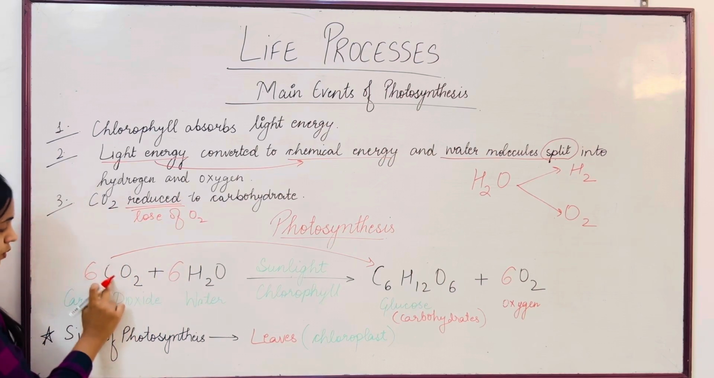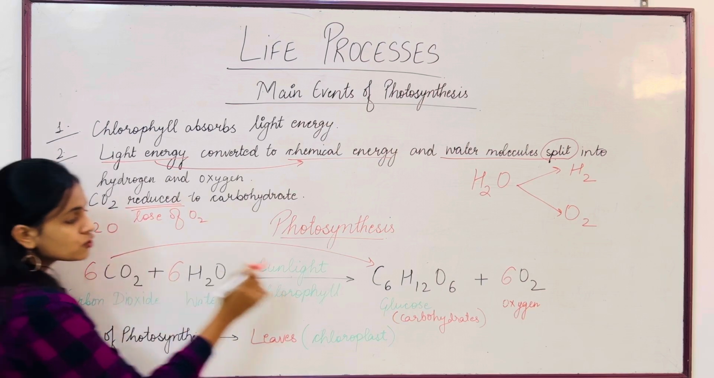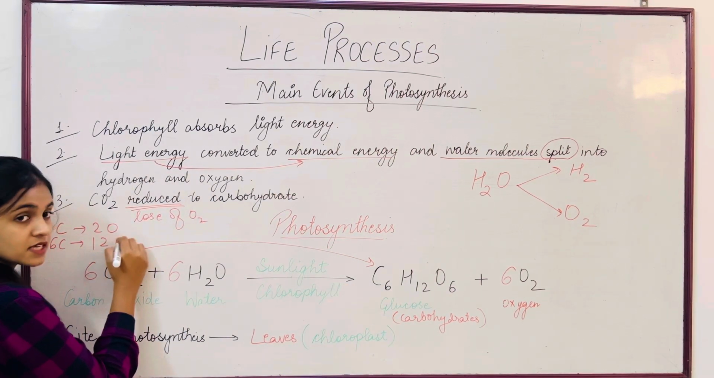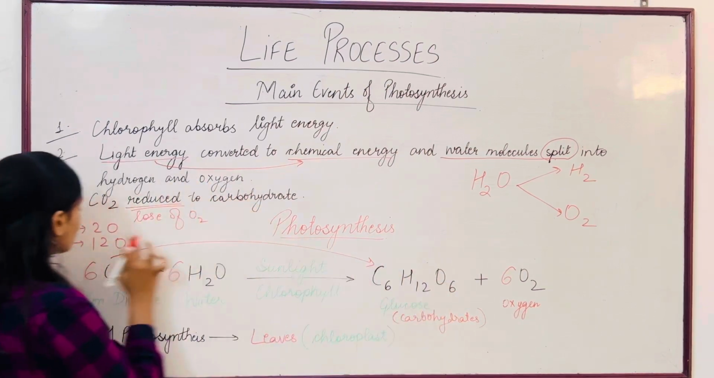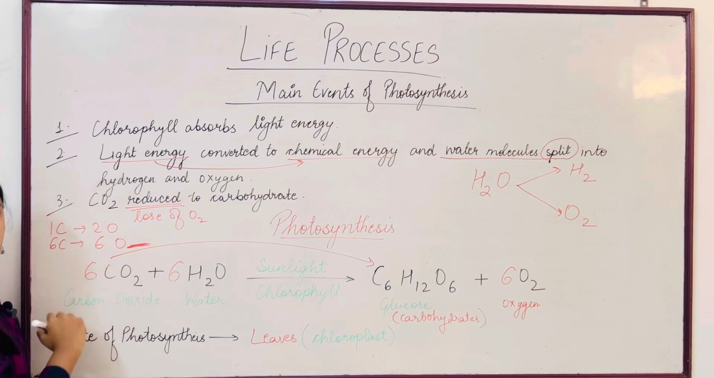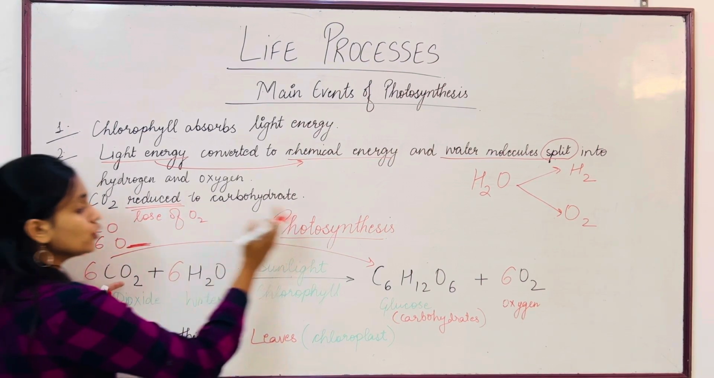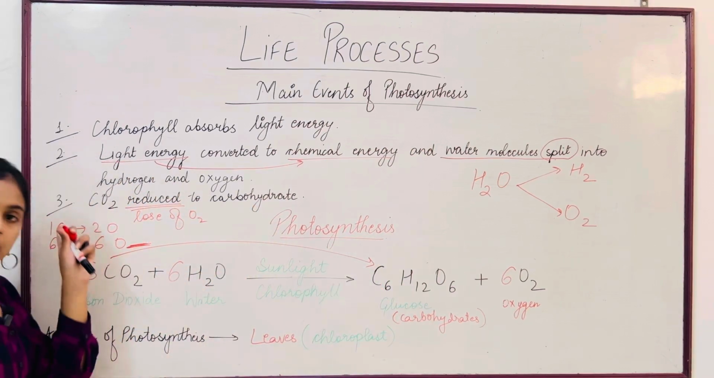See here, with one carbon how many oxygen are present? 2 oxygen. That means with 6 carbon there should be 12 oxygen. But you are able to see that how many oxygen are present here? Only 6. That means there is deficiency of oxygen over here. So that's why I am saying that CO2 is reduced to carbohydrate. Now the events are clear.